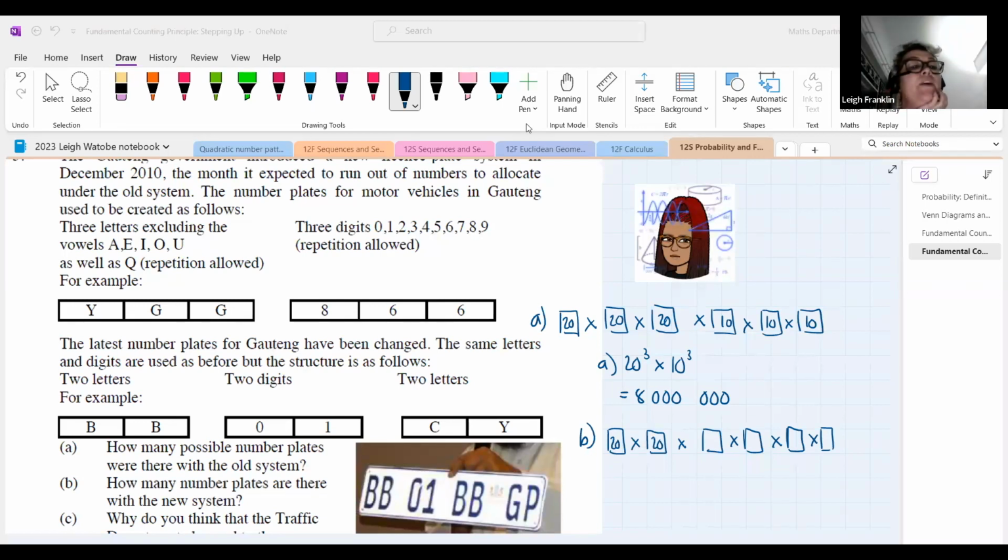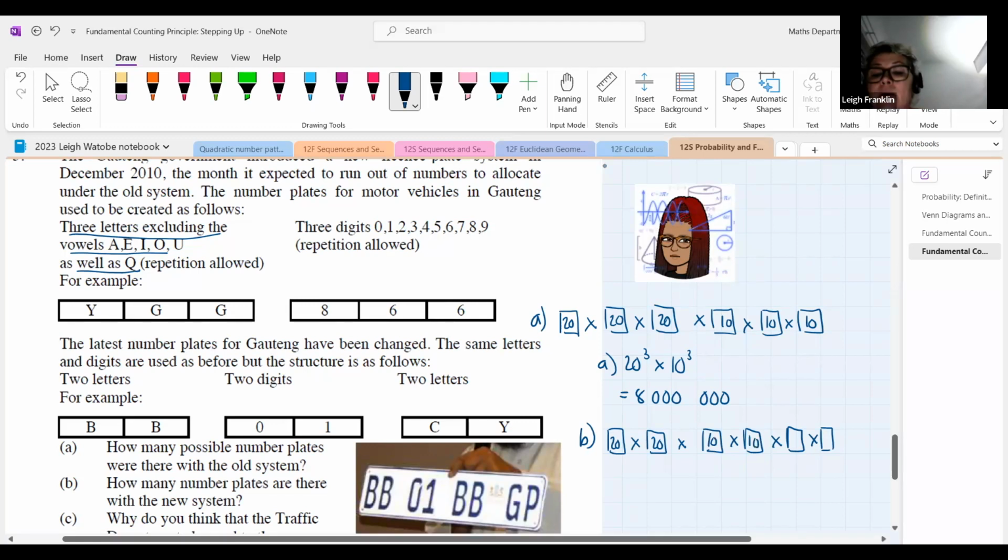Okay, so they are excluding A, E, I, O, U. Okay, so they've excluded the A, the E, the I, the O, the U, as well as Q. So that's 6 letters that they've taken out of the alphabet. Okay, so that's where the 20 comes from, because 26 minus 6 leaves us with 20. Then here we've got 10 by 10, and then here we've got 20 by 20.